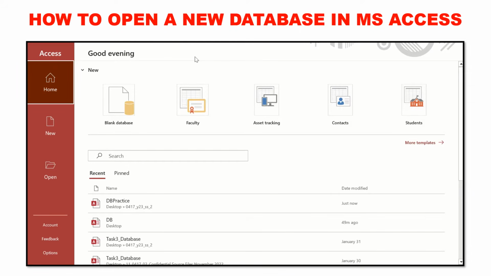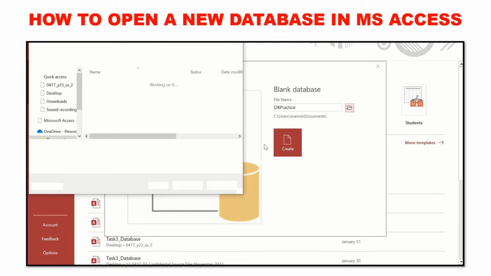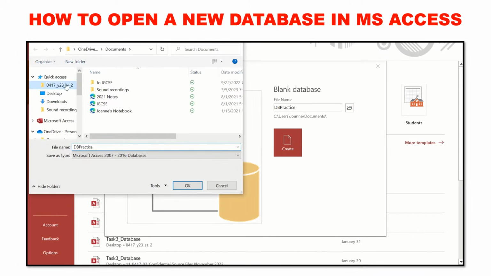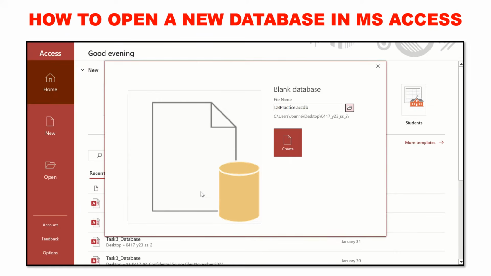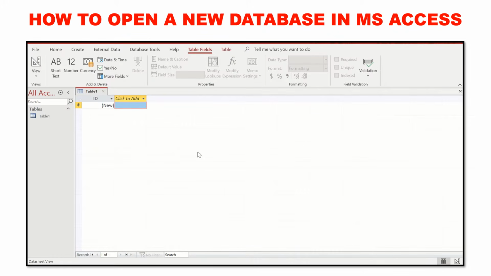So how do we create a new database in MS Access? We click on Home, then click on Blank Database. We get the option to rename the file, so I'll rename it to DB Practice. Then we can click on the file option to locate the work area where you want to store your database. So click here, and then click on OK, and then you click on Create. So your brand new database is ready. It is blank, and by default table 1 opens.